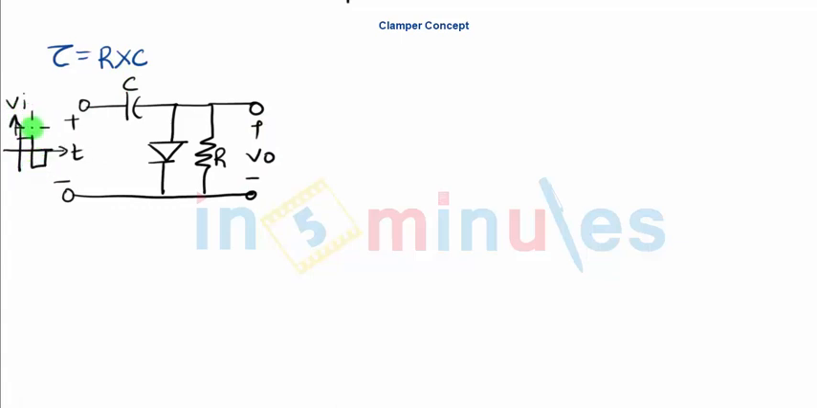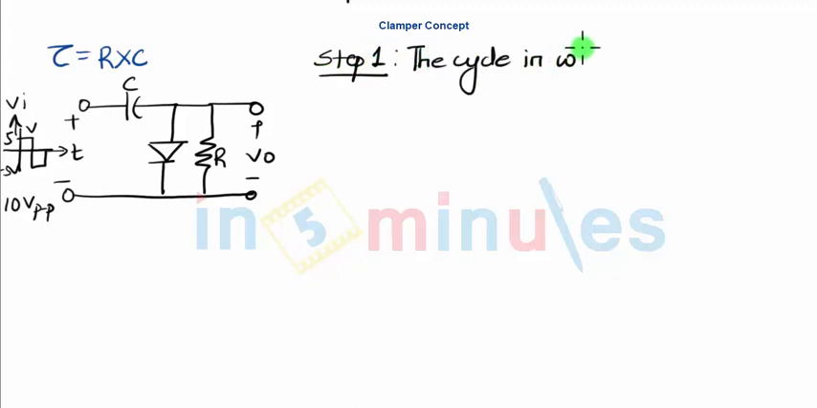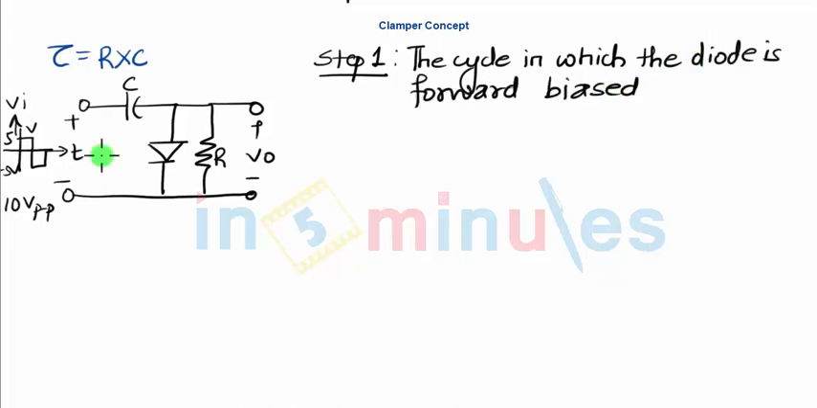This is the input voltage with respect to time. Consider 10 volts peak to peak, which means this is plus 5 volts and minus 5. The first step is to find the cycle in which the diode is forward biased. Now looking at the diagram, this positive sign indicates that during the positive half cycle the diode is forward biased and hence the capacitor charges in this direction.